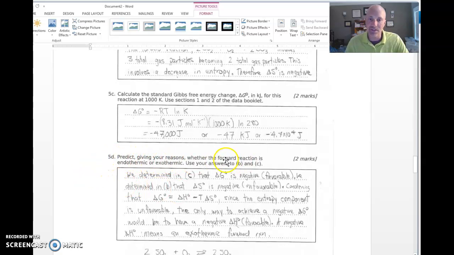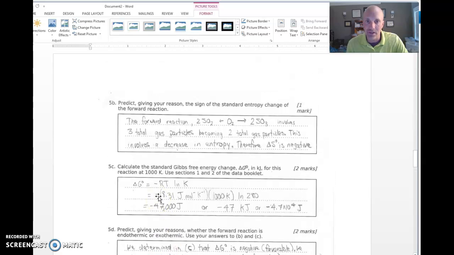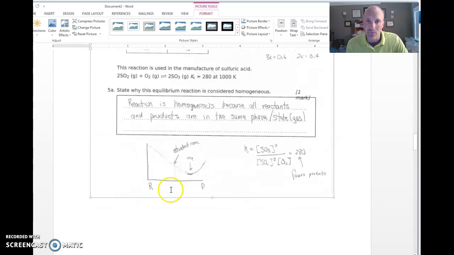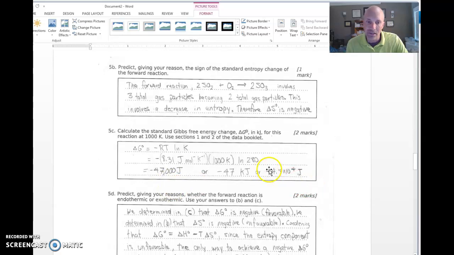Predict, giving your reasons, whether the forward reaction is endothermic or exothermic. So essentially, whether it's endothermic or exothermic has to do with the delta H. Remember, that's the change in enthalpy of the reaction. So we've had parts of this problem where we've calculated the delta G0. We calculated actually in this right here that we've got a negative delta G value at standard conditions. Well, that means that it's going to tend to be spontaneous.